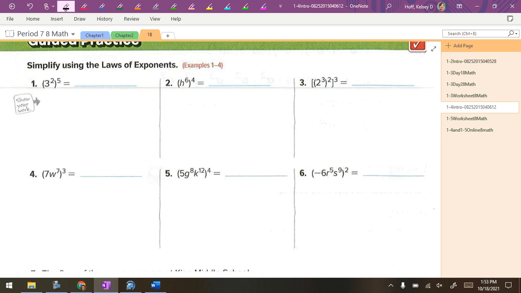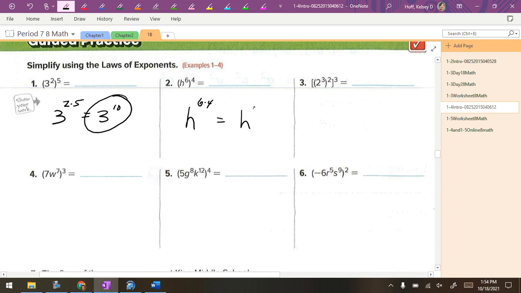All right. Number 1, what's your base? 3. What are your exponents? And what do you do to them? Multiply, 2 times 5, for a final answer of 3 to the 10th power. Number 2, what's your base? h. Exponents? And what are you going to do to them? Final answer, h to the 24th.